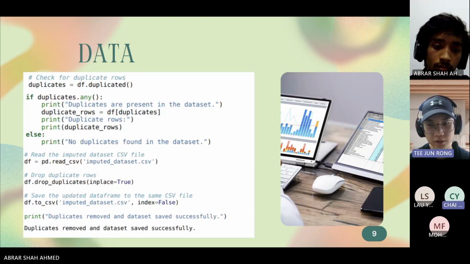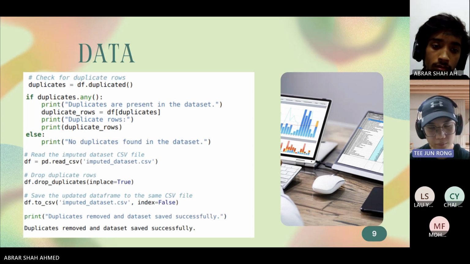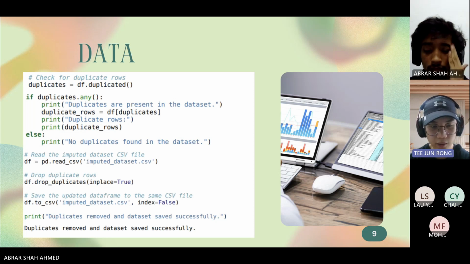Next. Search for data. We use a duplicated function to check if there are any duplicates in our data, and then we drop all the duplicated rows using the drop_duplicates function, and save the updated data to the data frame.